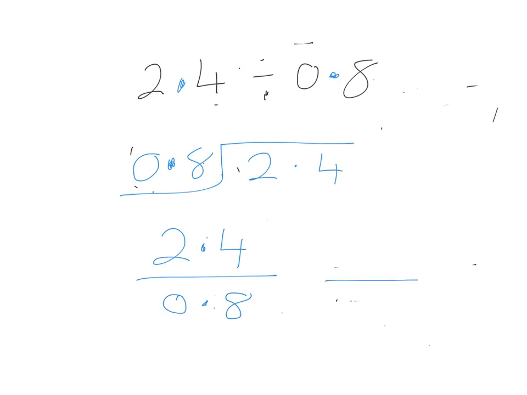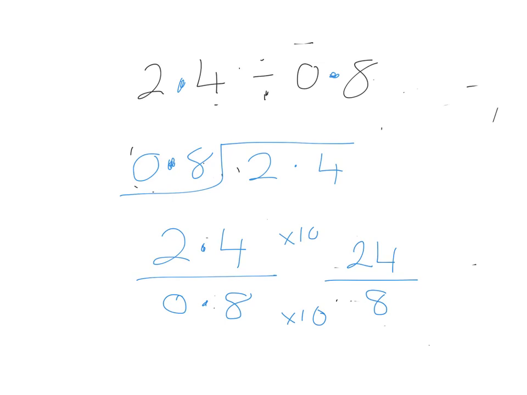0.8 times by 10 is the whole number 8. But I can only do that if I do the same to the top. So I have to multiply my 2.4 by 10, which gives me 24. And now we can do it. 24 divided by 8 is 3.